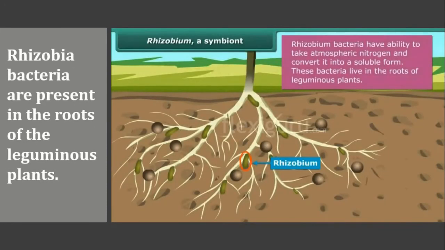Rhizobia are special bacteria that can live in the soil or in nodules formed on the roots of legumes. Students, these bacteria have the ability to take atmospheric nitrogen and convert it into a soluble form. Mostly these bacteria live in the roots of leguminous plants.